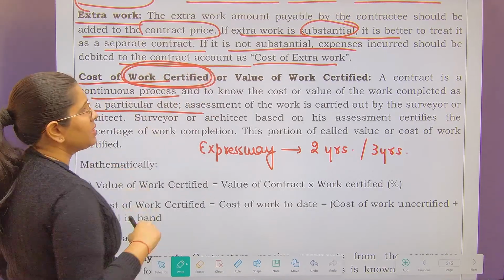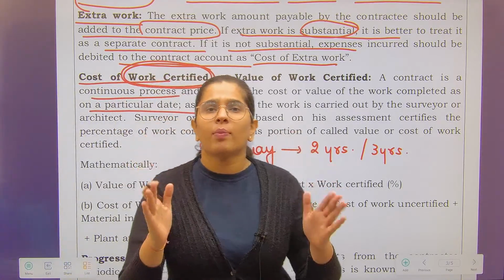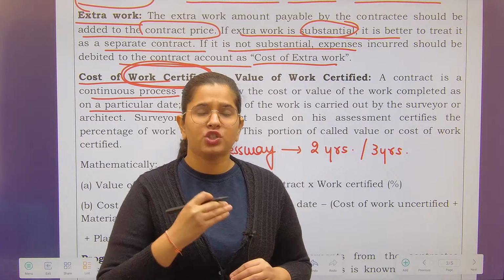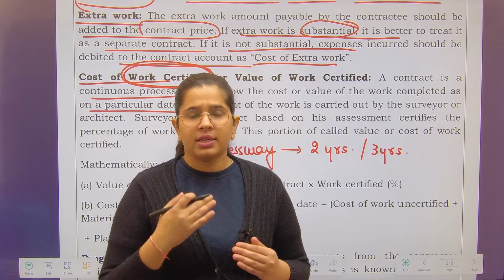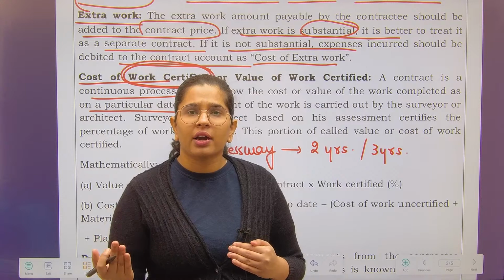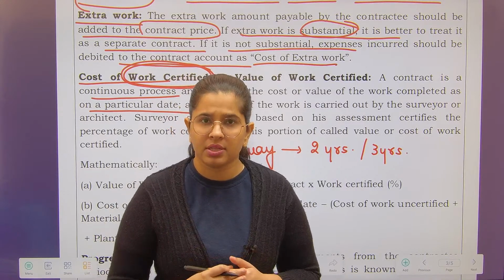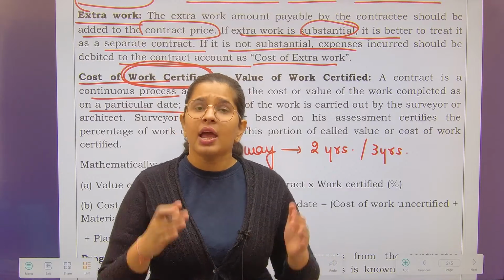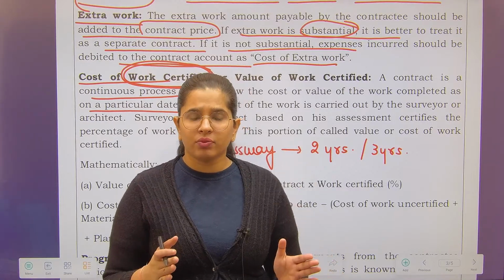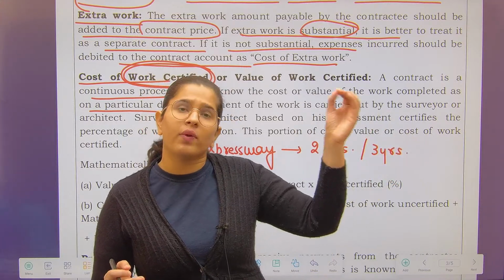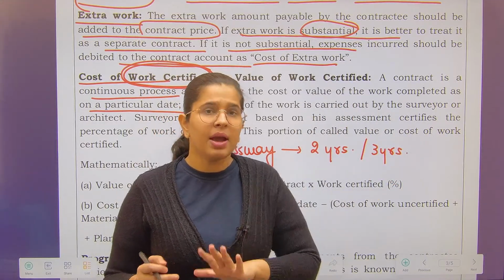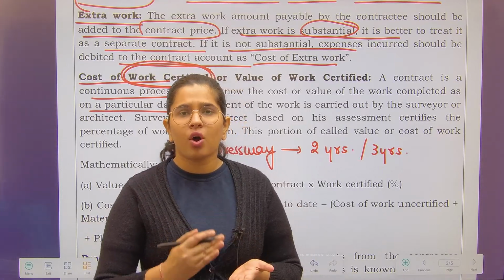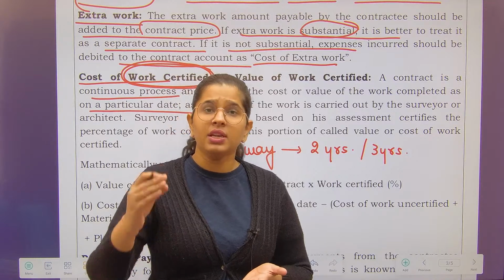Work certified means once you have performed a task. Suppose I have built the stretch between Jaipur and Dausa. The distance between Jaipur and Agra is around 250 kilometers. The distance from Jaipur to Dausa is 60 kilometers, right? Once I have performed the work, a person will come and see my work and give a certificate that construction of 60 kilometers has been completed.